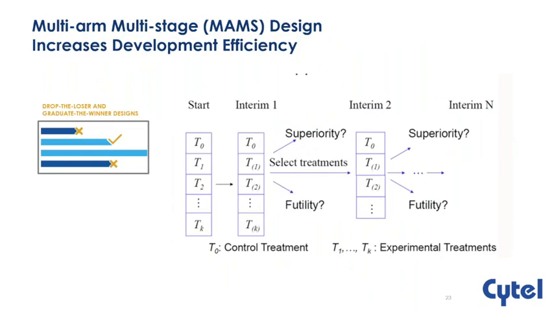MAMS, multi-arm, multi-stage, is actually the method, but it's also a module in Cytel Software East, and it's a methodology that actually allows you to do umbrella or basket trials with a strong control of type 1 error. So these treatments that you see, T1, T2, TK, they can be either different indications or different treatments. They can even be different doses, and you have decision points after each interim analysis.